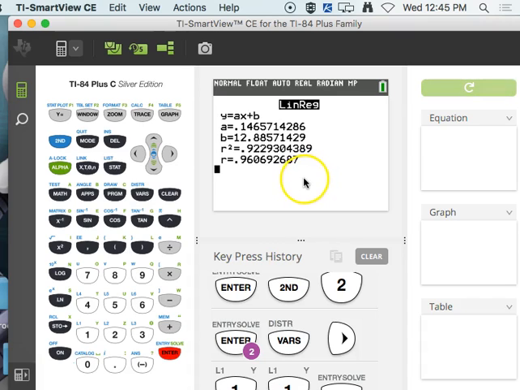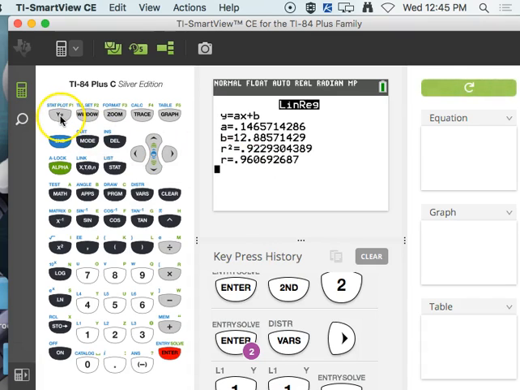But while I'm here, I'm looking at R. Is this a pretty good line of best fit? That's not too bad. 0.96, that's a pretty good line of best fit. And like I said, my hope is that I don't have to write this down. And where I wanted the calculator to store this was y sub 1.